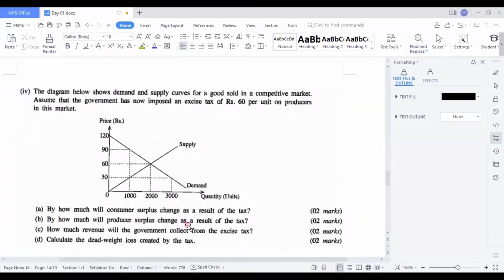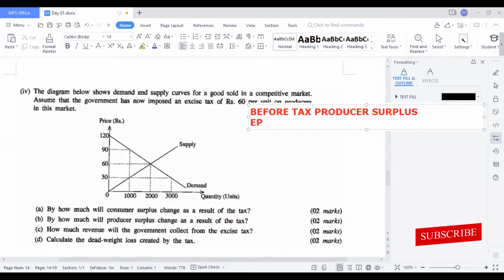By how much will producer surplus change as a result of the tax? How do we write the producer surplus? The same way, before tax. Before-tax producer surplus, I'm going to find. How do you find this, guys? Easy. I'm going to take the before-tax. What is the normal formula you take? Equilibrium price, EP, minus minimum price, MP, into equilibrium quantity, EQ, divided by 2.